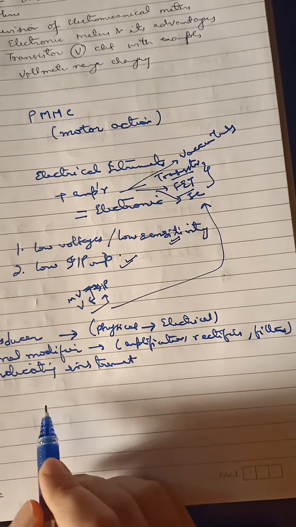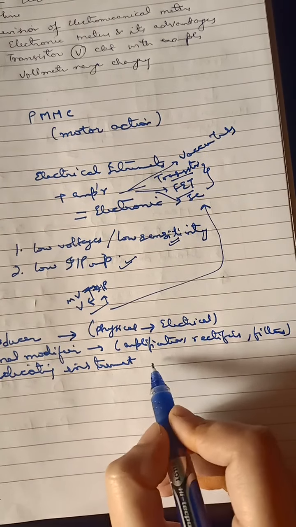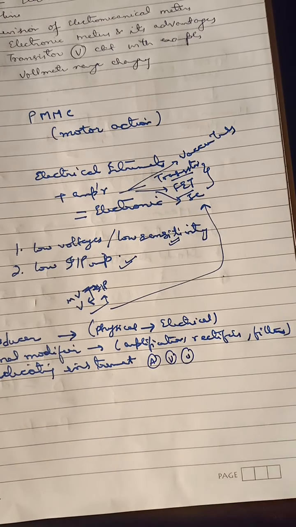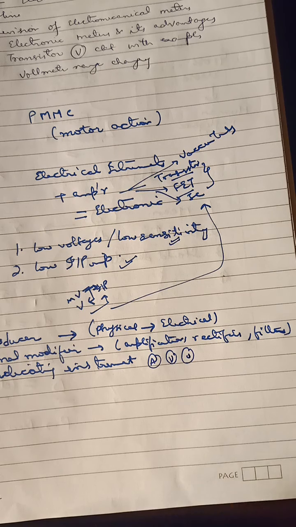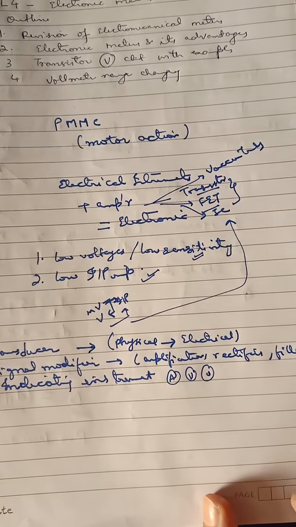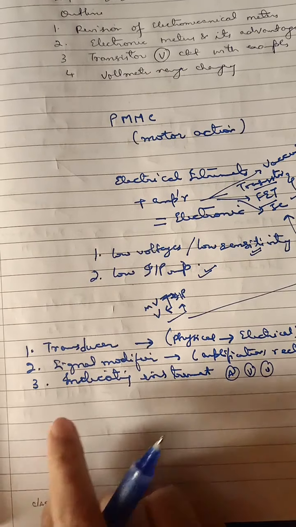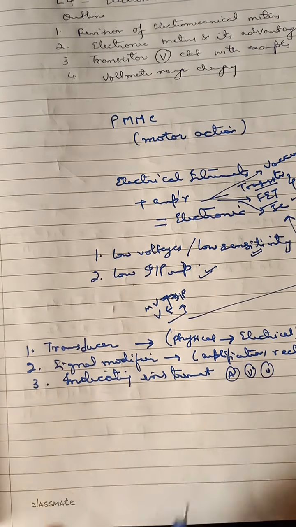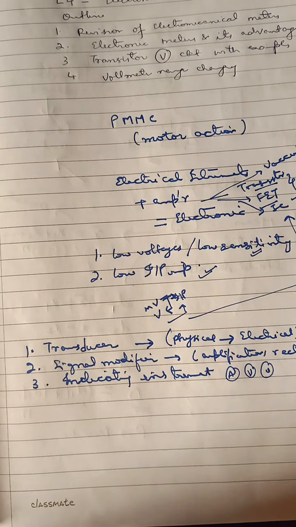Then the third is your indicating instrument, which can be any indicating instrument: ammeter, voltmeter, ohm meter, whether it is a PMMC instrument, a moving iron instrument, or an electrodynamic meter, any will work. Only these things should be kept in mind. So the three important components of any electronic meter are the transducer, then signal modifier, and indicating instrument.